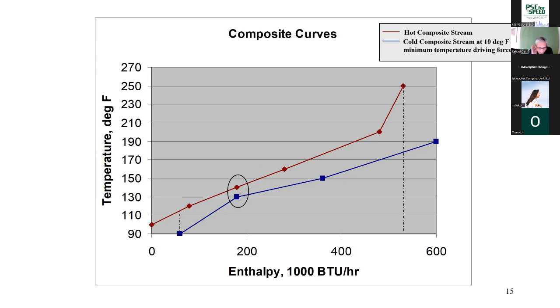After we know all the temperatures and duties in the process flow sheet, we can apply this method, draw the graph, and find out how much is needed. But we want to solve it mathematically. So let's look at how to do it mathematically.